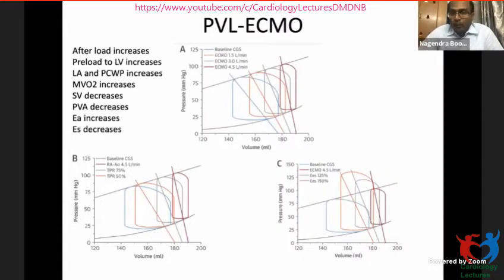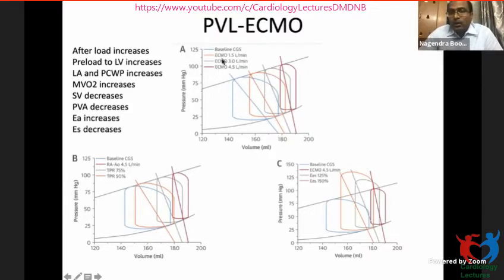Let's talk about ECMO. The blue is the native curve of a particular patient with cardiogenic shock. LVEDP is increased, it's almost around 25. Isovolumic contraction phase, blood gets ejected, and this is the stroke work done by the heart.